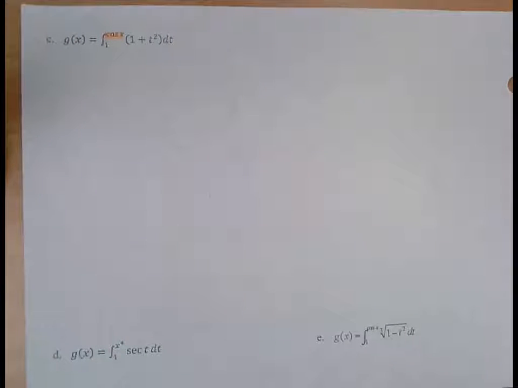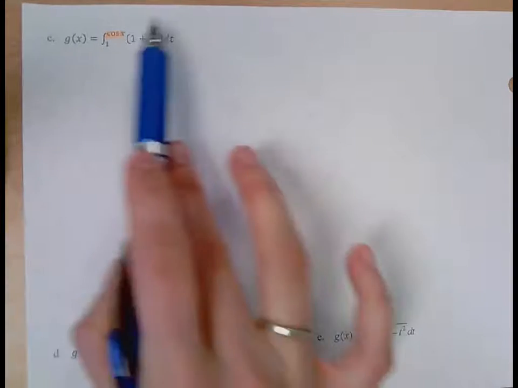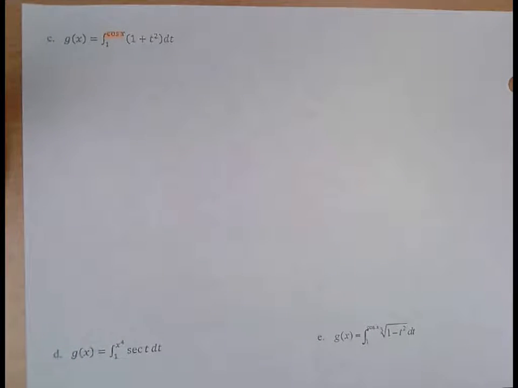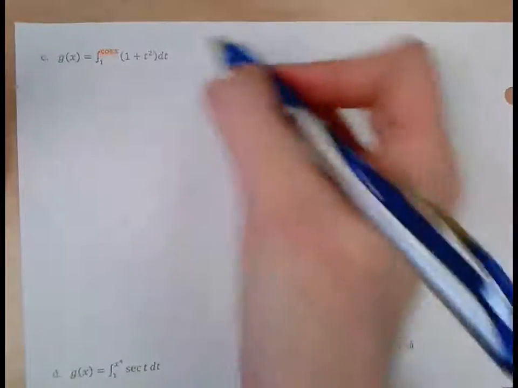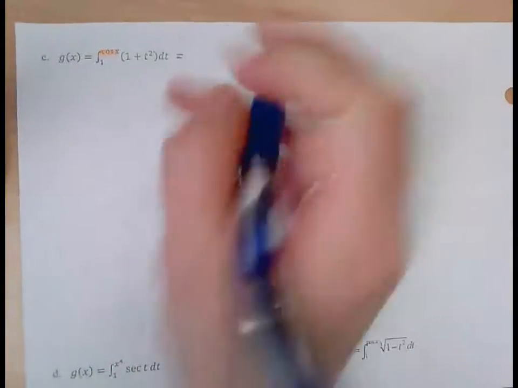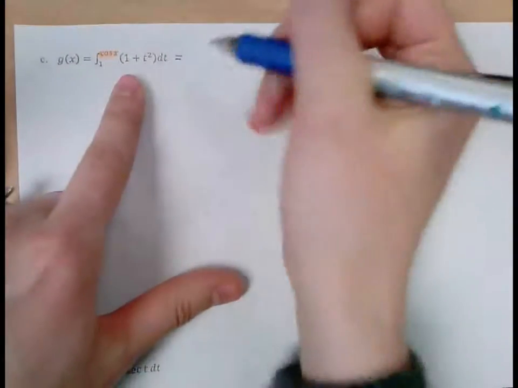That matters. If your upper limit is a function itself, it's not just x, we can't just say then g prime equals f of x. So I'm going to show you, rather than just saying this is what it would equal, why. We're going to go through this one like we went through the very first problem. We're actually going to find the integral and then find the derivative, so you can see why it works out the way it does. So finding the actual integral first.